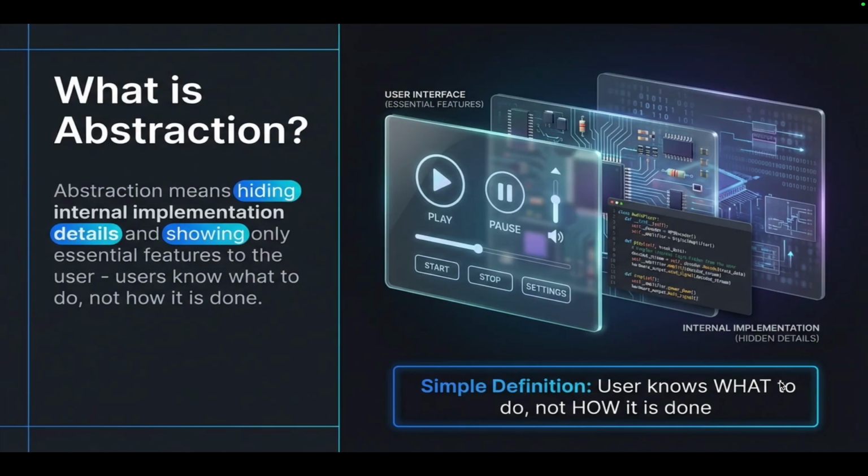What is abstraction? Let us first understand what abstraction means. Abstraction means hiding internal implementation details and showing only essential features to the user. In simple words, the user should know what the system does, not how it does. For example, when you use a mobile phone, you only know how to use the apps. You don't know how the internal circuits and processors work. That is abstraction. In Java, abstraction helps us to hide complexity, increase security, and improve code maintainability.